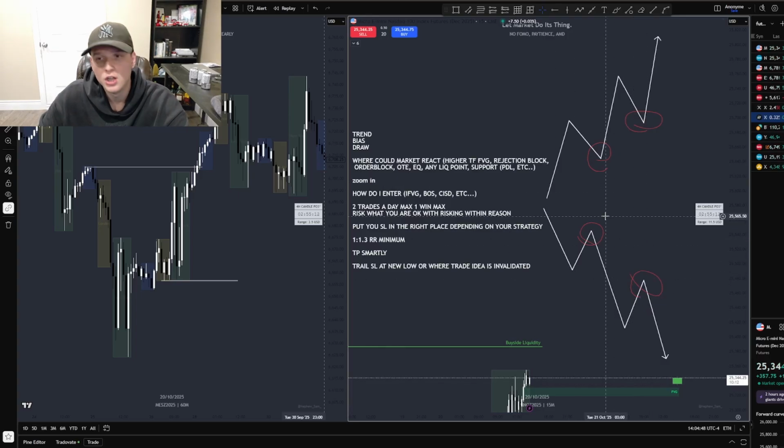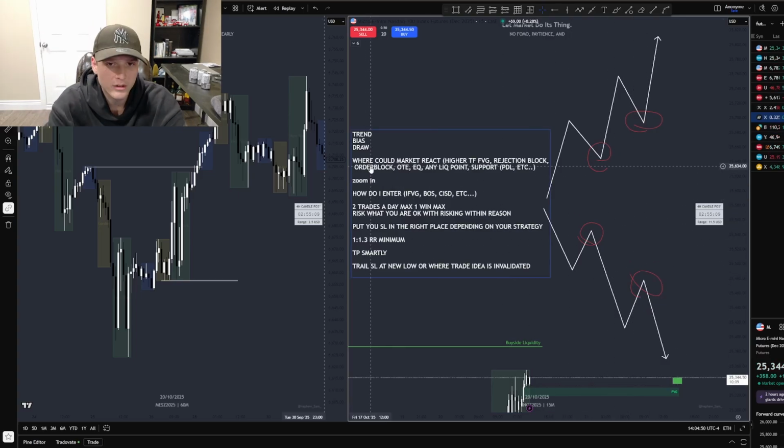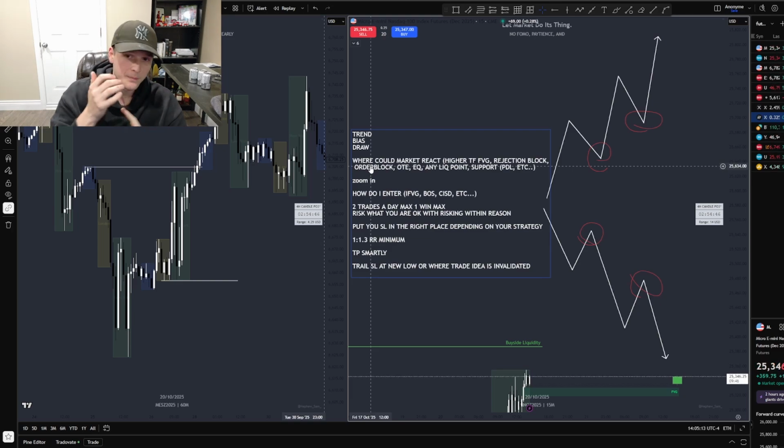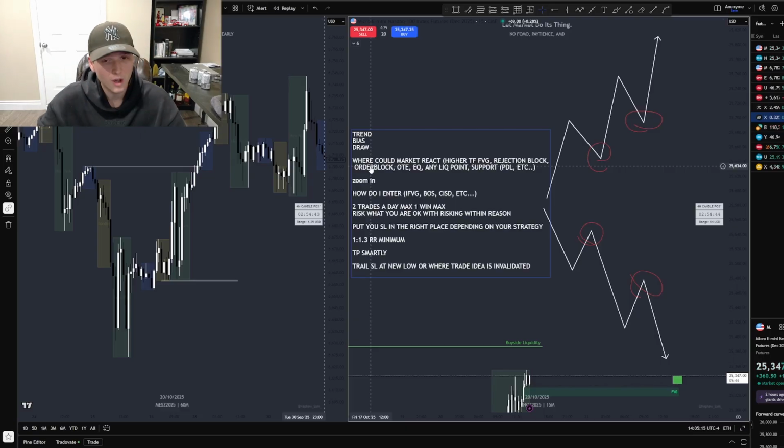So from there, once you figured out your trend, your bias, and your draw, you want to figure out where could the market react. Now, this is where ICT likes to throw around a bunch of complicated words, even support resistance. Anything you want here goes, okay? So it could be a higher time frame value gap. It could be a rejection block, order block, OTE, equilibrium, any point in fib, any liquidity point, previous day high, previous day low, whatever you want, support, resistance, whatever you want, okay?